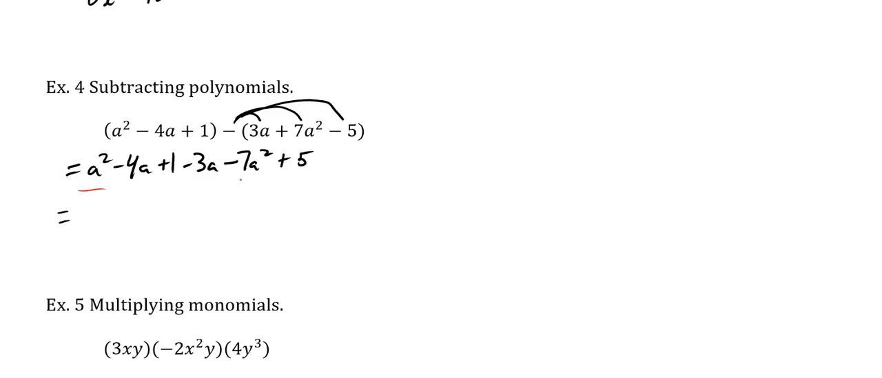So I've got a squared minus 7a squared, which is negative 6a squared. I have a negative 4a and a negative 3a. See how I'm lining up like terms with like terms. So a squareds with a squareds, a's with a's, and next I'm going to do constants with constants. So negative 4a minus 3a is negative 7a. This is where your integer math needs to really come into play. And 1 plus 5 is 6.